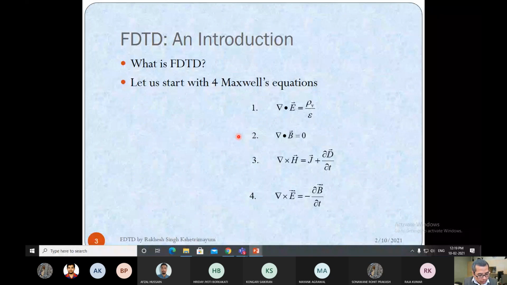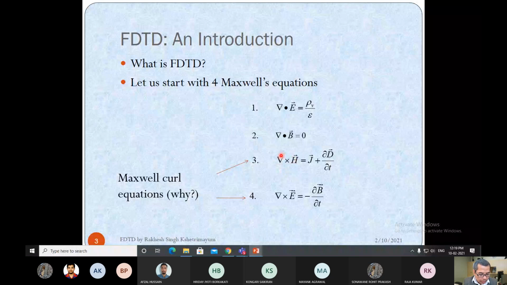FDTD is quite easy. In FDTD, you have four Maxwell equations. The first and second Maxwell equations are divergence equations for electric field and magnetic field. The third and fourth equations are the Maxwell curl equations: curl of magnetic field and curl of electric field. If you look at these equations, they have both space and time dependence. When you take the curl, these are all space derivatives on the left hand side. But on the right hand side, you have del by del t, which is a time derivative.